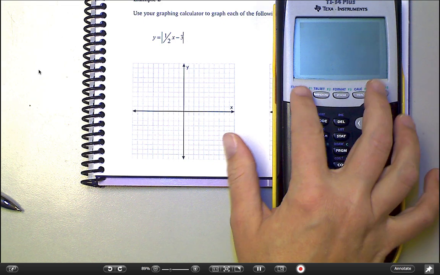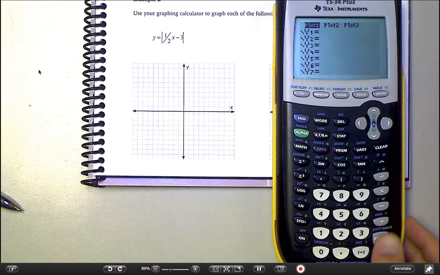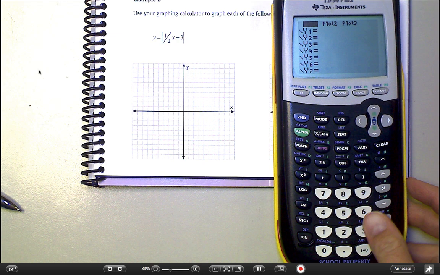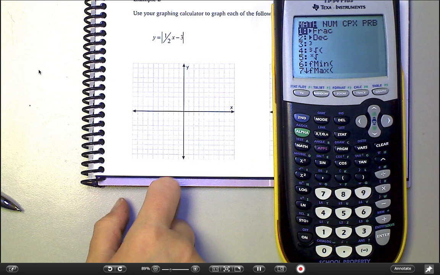Okay, so we're going to go to Y equals. You're going to clear out anything that's there, and you're going to turn off your plot. So I put my cursor up there. I turned off plot 1. This is what it should look like. You only have your plot turned on if you're working with data, like we did when we did linear regression.